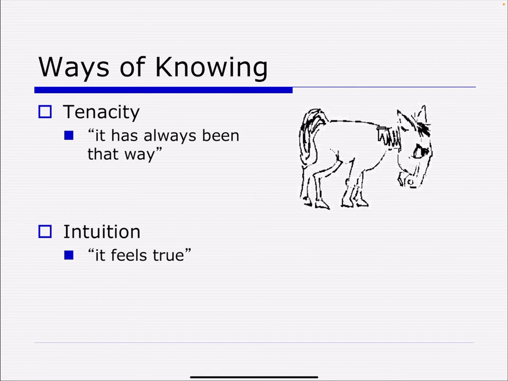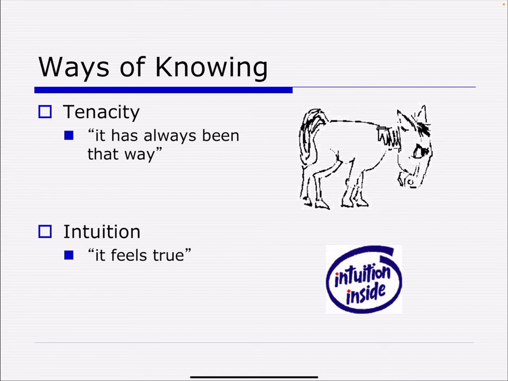The second way of knowing is intuition. And the slogan for intuition is, "It just feels true." I have a great story about this. My mom, there was this new girl who moved to my school in about 6th grade, and my mom never liked her. And I really did. I thought she was fun. I thought she was really cool when you're an 11-year-old. She did some cool 11-year-old things.